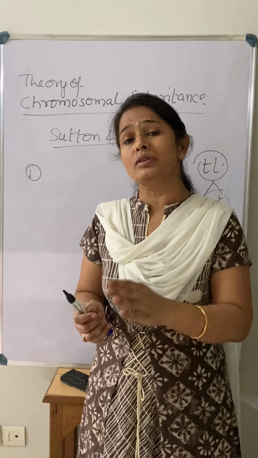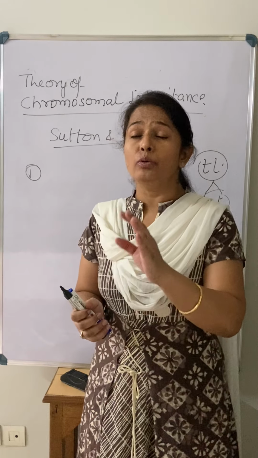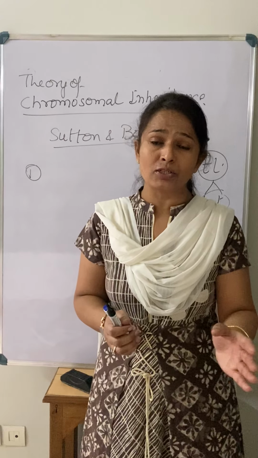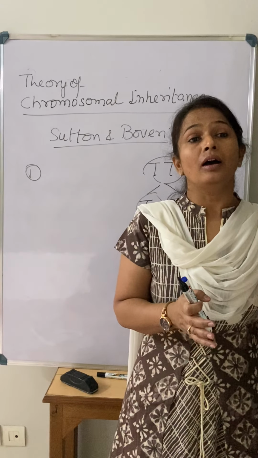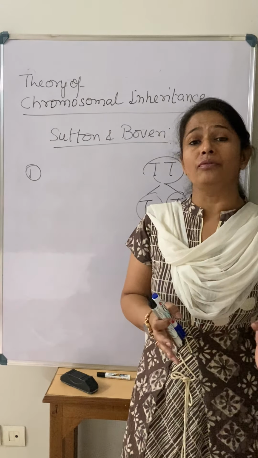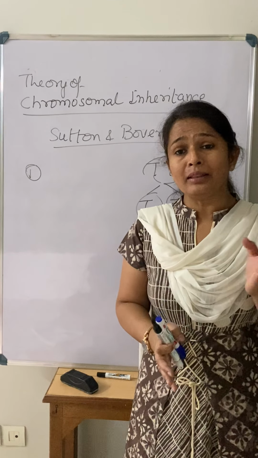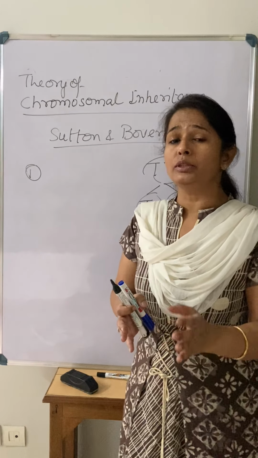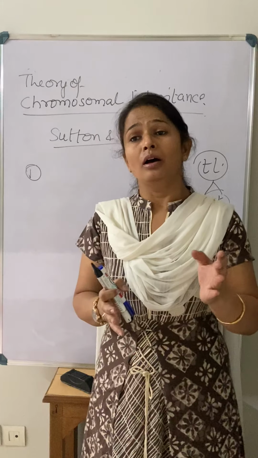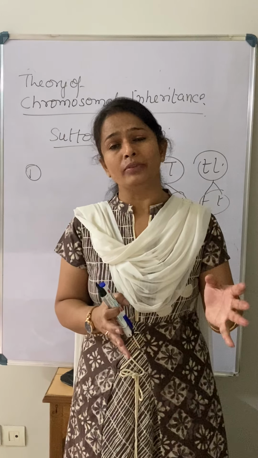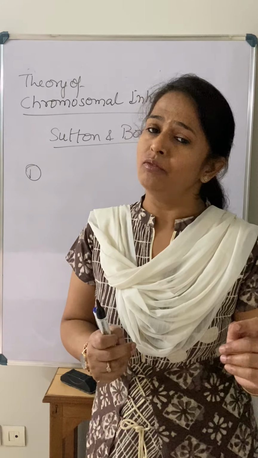Mendel was saying the same thing. He was talking about the factors, and actually he was talking about the genes, and that the genes are present over the chromosome. So in that way, the chromosomal theory of inheritance was given by two persons. The names of those two persons were Sutton and Boveri.